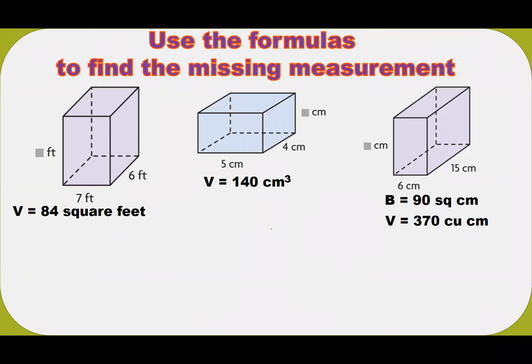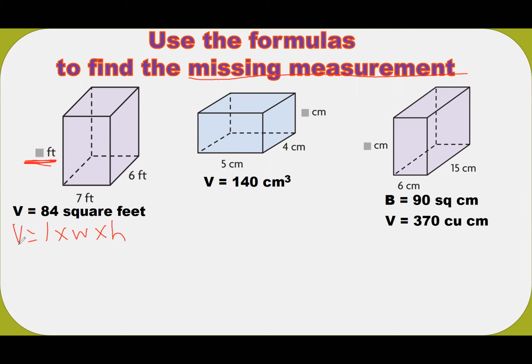Okay, now take a look at this one. What we're doing here is we need to find the missing measurement. They gave us the volume, they gave us the length and the width, but they did not give us the height. So here's what we need to do. We need to plug in these measurements into the formula. We know the formula is length times width times height.